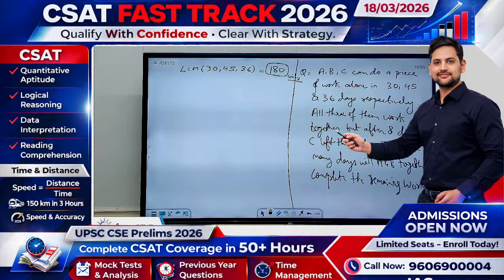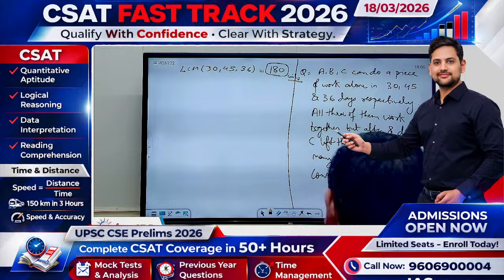Then draw the timeline. Initially, I'm saying this is what we should do. And that is 36. All three of them work together for 8 days. So this time will be 8. But after 8 days, initially they're working for it.